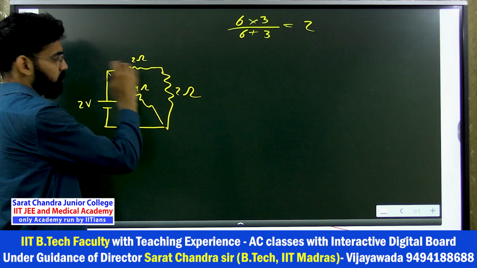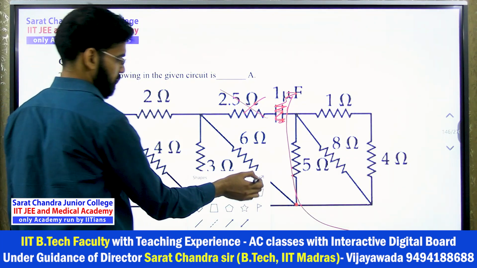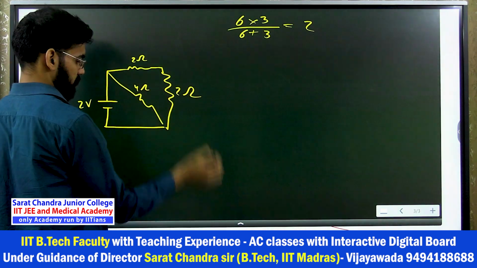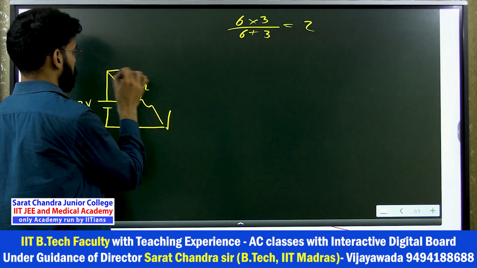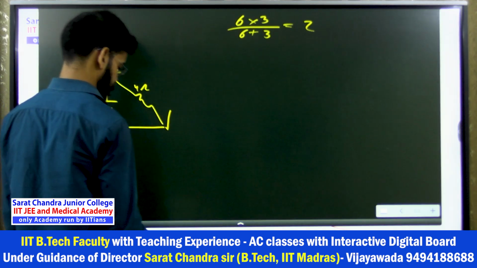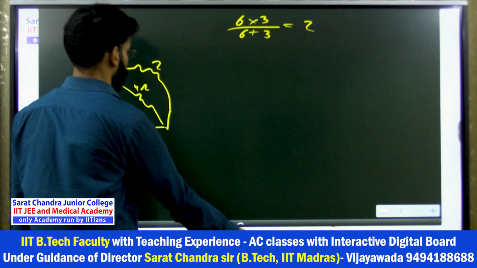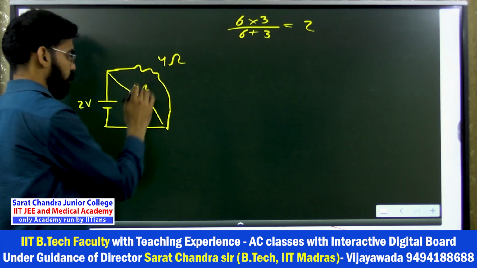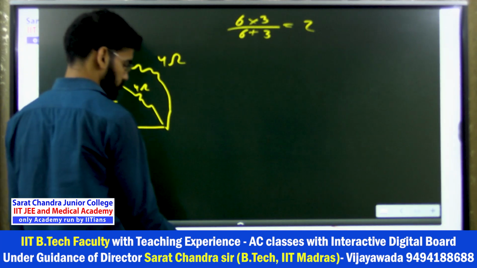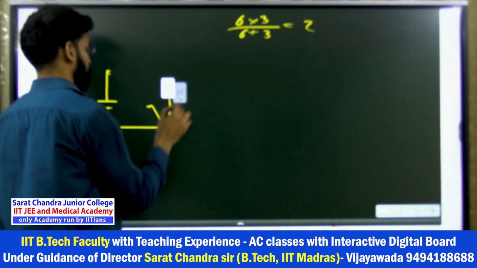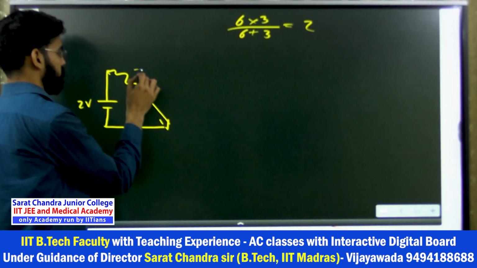2 plus 2 in series, right? So 2 plus 2, 4. So this came 4. This is 4 ohm resistance. That's it. So then this is 4 ohm. Now 4 ohm and 4 ohm, between these 2 points, these are in parallel, right? So 4 ohm parallel 4 ohm means how much will come? 2 ohm. So this is 2 ohm.